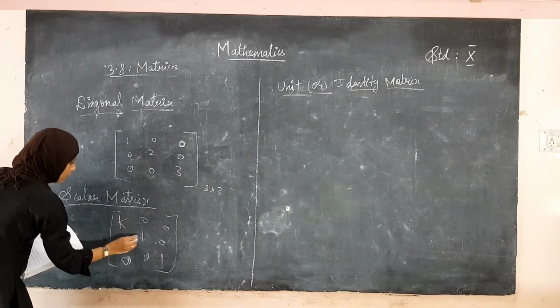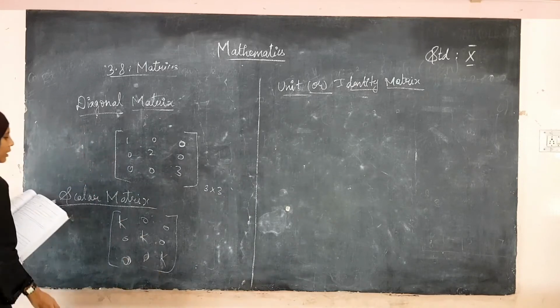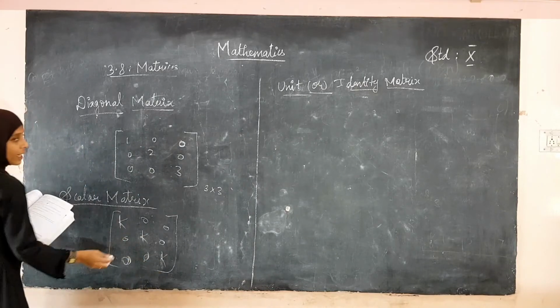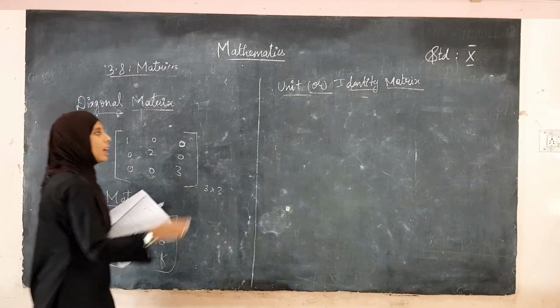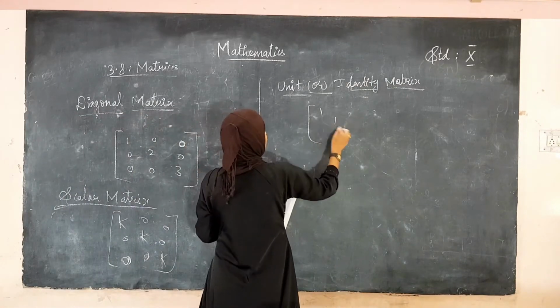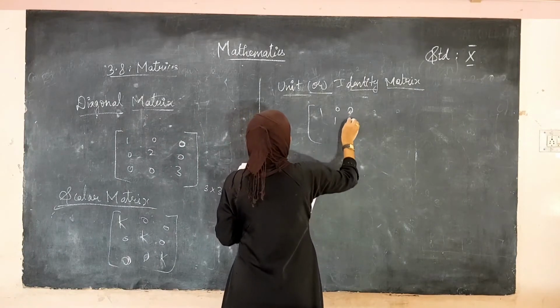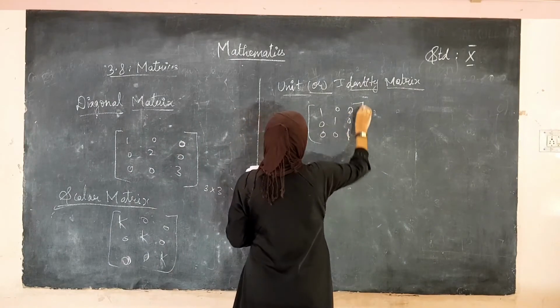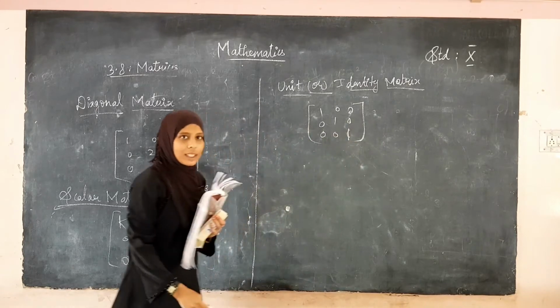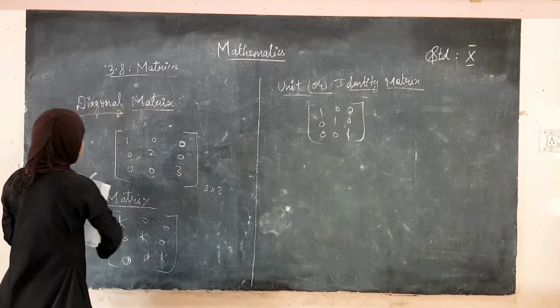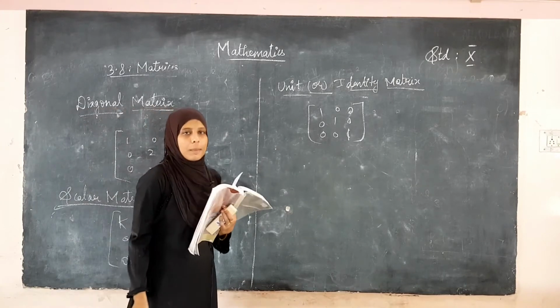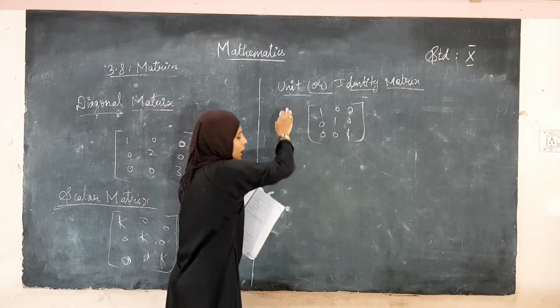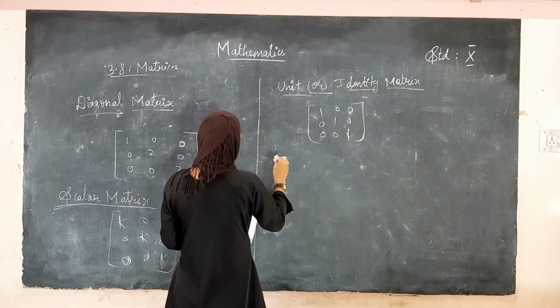See here, if it is k like this, if the diagonal elements are the same, we can say that it is the scalar matrix. If the diagonal elements are 1, then we can say this matrix is taken from the scalar matrix. A scalar matrix is said to be the unit matrix when the diagonal elements are 1. Then we can say that it is the unit or identity matrix.